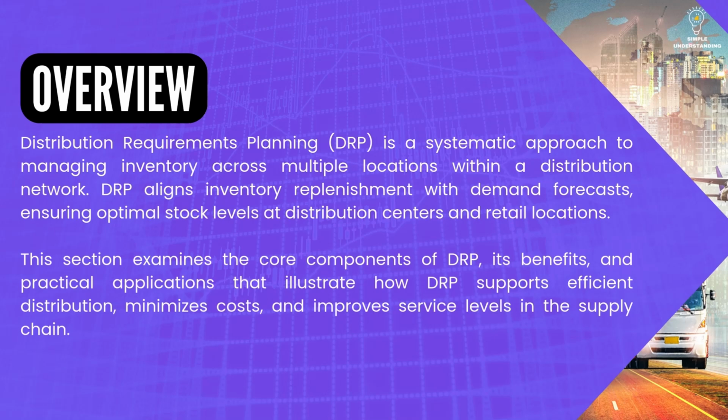Overview. Distribution Requirements Planning, DRP, is a systematic approach to managing inventory across multiple locations within a distribution network. DRP aligns inventory replenishment with demand forecasts, ensuring optimal stock levels at distribution centers and retail locations. This section examines the core components of DRP, its benefits, and practical applications that illustrate how DRP supports efficient distribution, minimizes costs, and improves service levels in the supply chain.